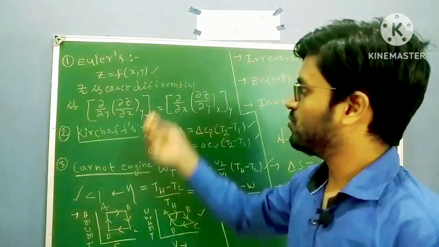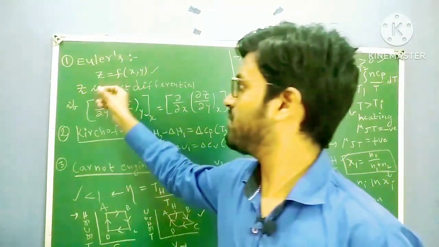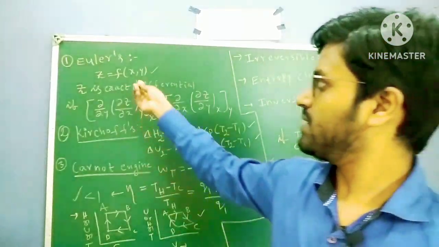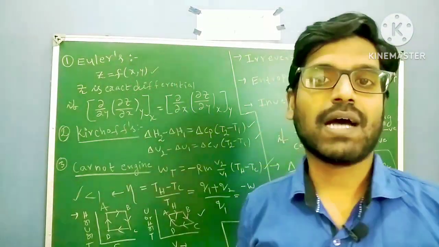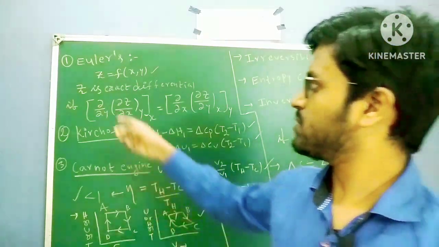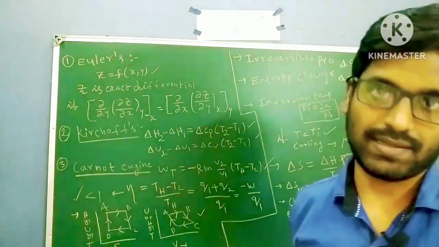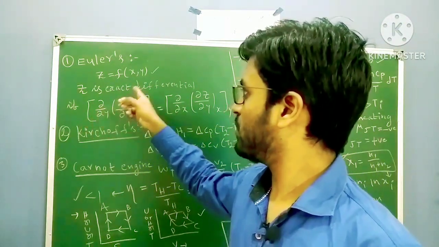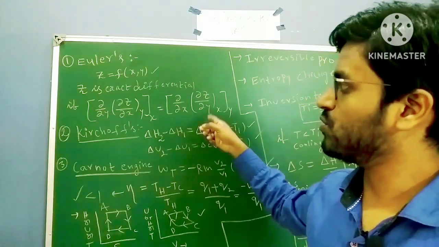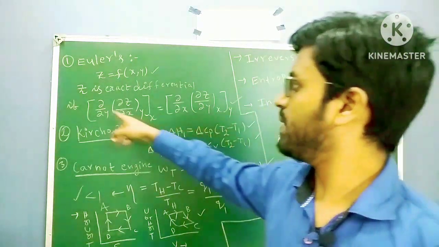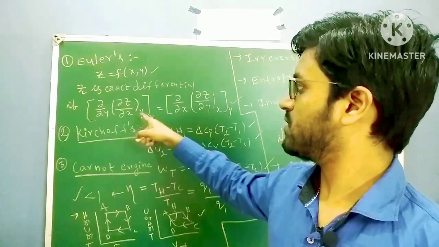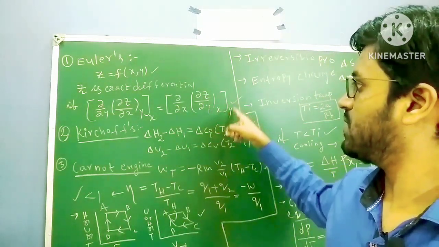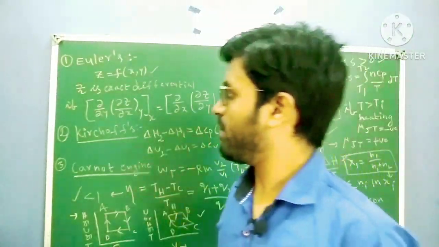First, Euler's theorem. z is a function of x comma y variables. In place of x comma y, the examiner can give you other variables, for suppose temperature is a function of pressure and volume, like that. z is an exact differential. If you want to find out, you have to use this formula. This is Euler's formula: dou by dou x into dou z by dou y at constant x at y, and dou by dou y into dou z by dou x at constant y at x. So this is the first important formula.